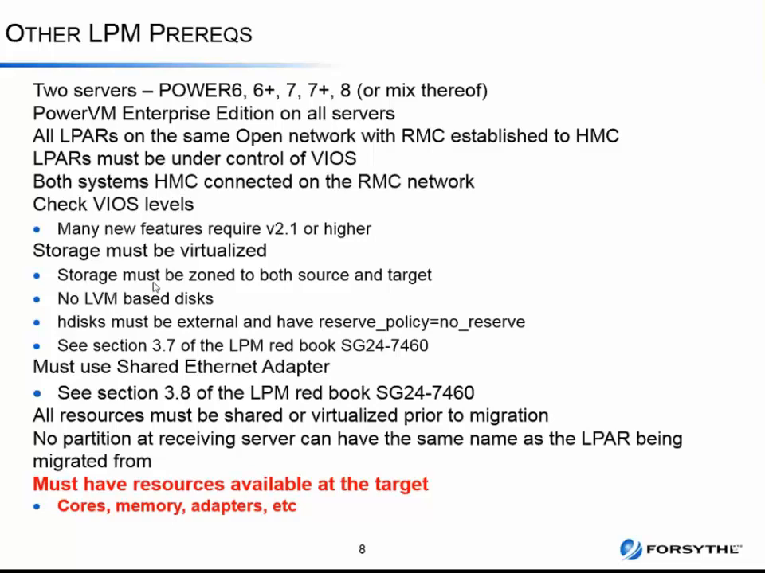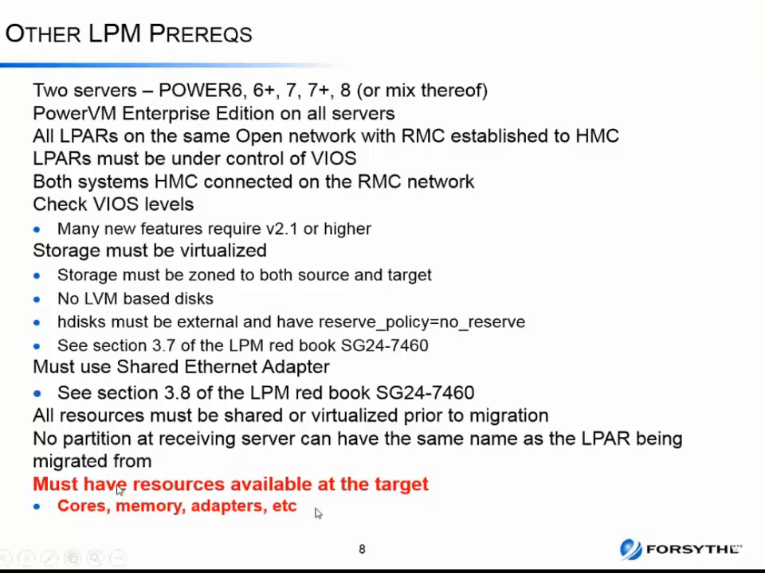Also, with vSCSI, you can actually do vSCSI a couple of ways. You can take a whole disk that the VIO server owns and assign it to an LPAR, or you can carve up logical volumes on that disk and assign them to an LPAR. LPM does not allow you to do LVM-based disks. With vSCSI, they have to be where you give it the whole disk. Disks have to be on a SAN and with no reserve. There's a whole section in the LPM Red Book, although a lot of the information on LPM has now moved into the PowerVM Red Books, and I have the links to those at the end.